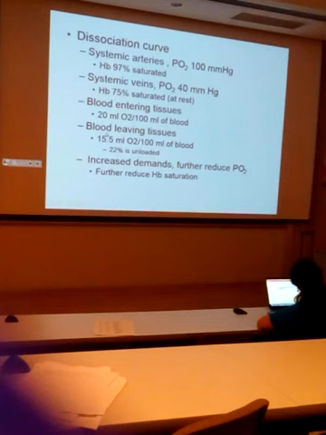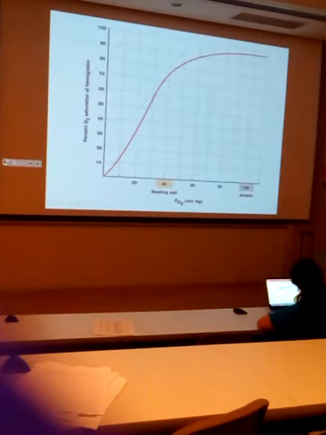All right. Something else I want to point out here. Do you see how it's flat in this portion of the curve? That means that whether your PaO2 is 100 millimeters of mercury or 90 millimeters of mercury, your hemoglobin saturation is pretty much the same. That gives you a little bit of wiggle room, a little bit of margin of safety.